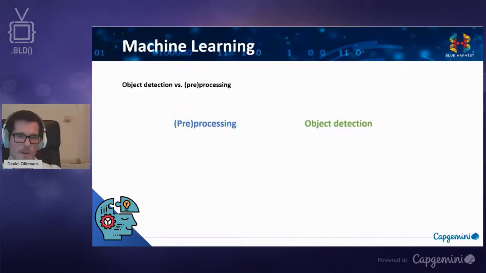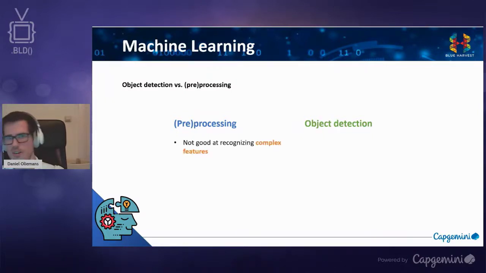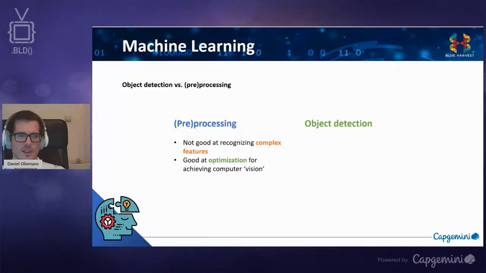Right. So let's look back on what we know so far, and let's compare some things. The two categories that we are going to compare with each other: on one hand, we have pre-processing, which are all the techniques that I explained at the start. Then we have object detection, which, on the other hand, is a totally different use case, as we will see in this comparison. It turns out that pre-processing is not really so good for recognizing complex features. What it is quite good at, however, is optimization for achieving computer vision.